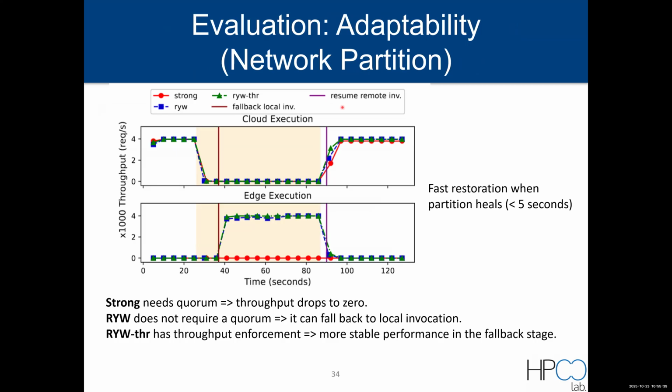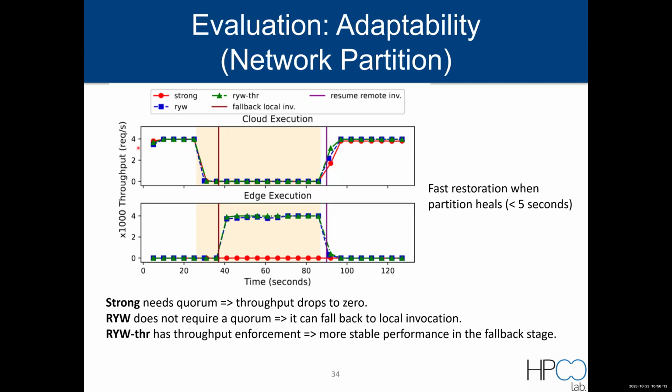So the next thing is we want to see the adaptability of the system if we have some kind of network partition. You can imagine that the link between the edge and the cloud goes down. So what is going to happen to the system? In this case, we can configure it so that we want one function to run on the cloud if nothing happens, and if something happens, we want it to run on the edge.